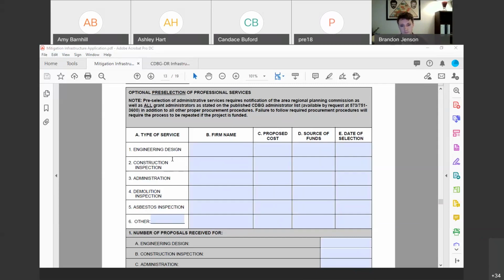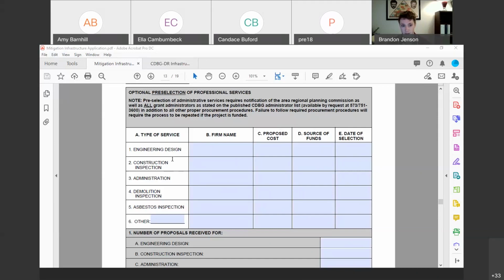Go ahead, Ella. Oh, can you repeat the question really quick, Brandon? Yeah, so looking at this form, if a community competitively procured an RPC or some other firm to provide what we previously would consider administration services, but now consider activity delivery, that firm would technically be providing activity delivery in support of all of these different services. So I'm not sure where we should be listed, because the community may competitively procure us to assist with engineering design and also competitively procure the engineering firm itself.